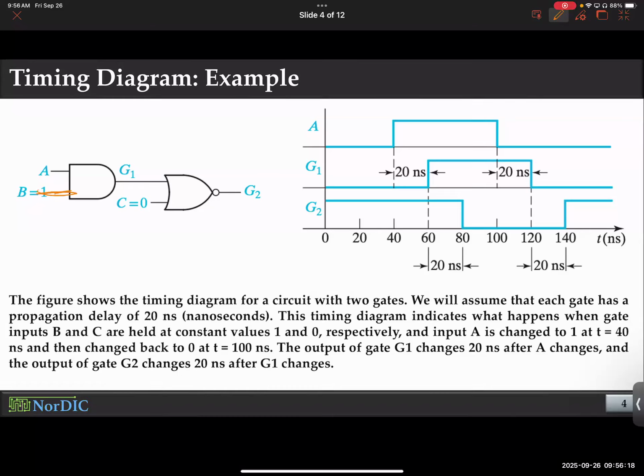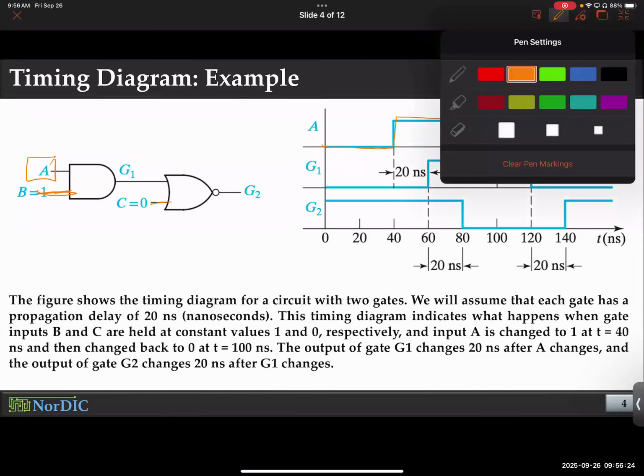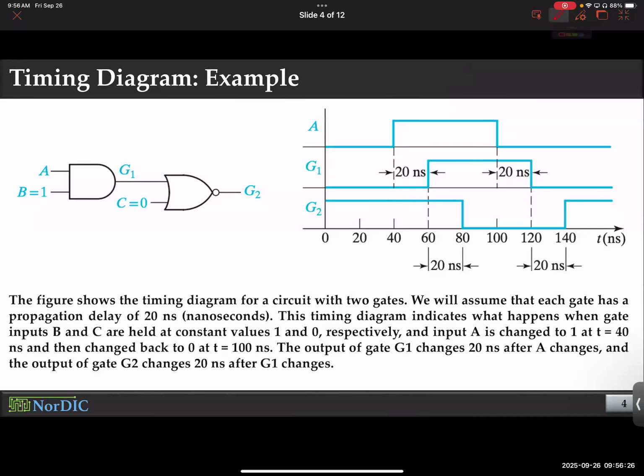So this is fixed, and only this input A is changing. See, I just changed one input. Let's try to make sense of it now. When A is 0 and B is 1, what should be the output of this AND gate? 0? You all agree? If one of the inputs is 0, the AND gate will give you 0, right?